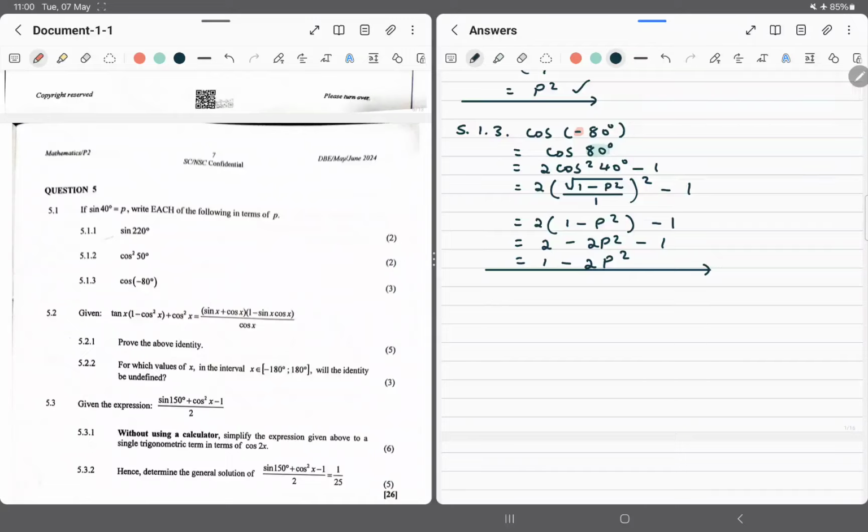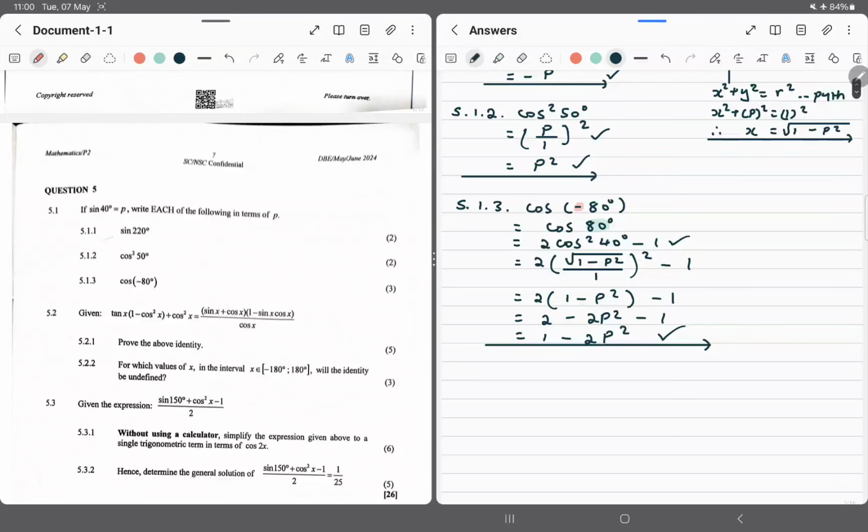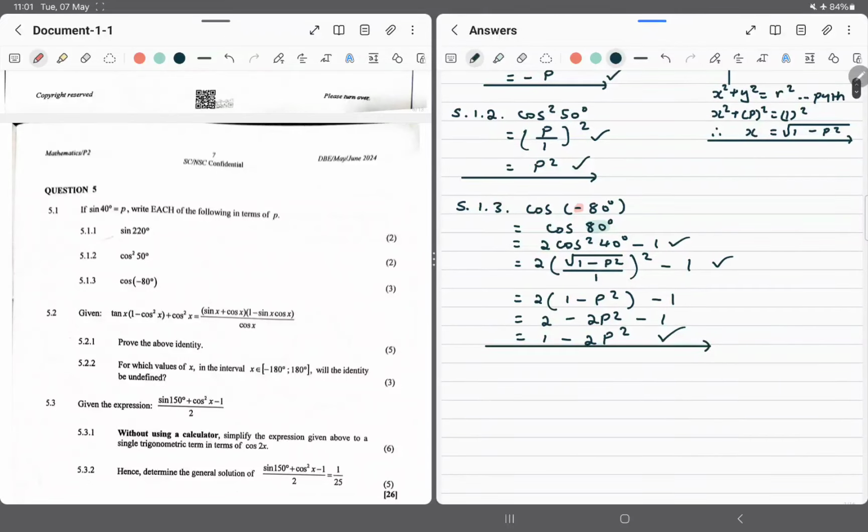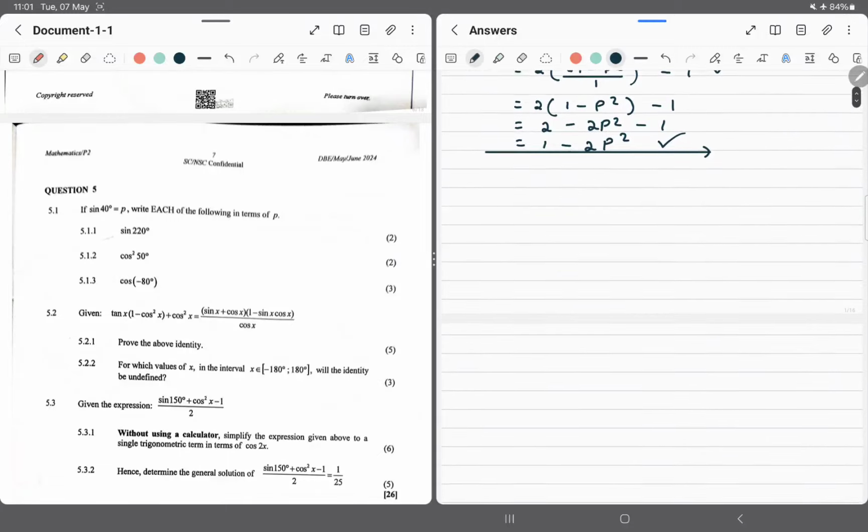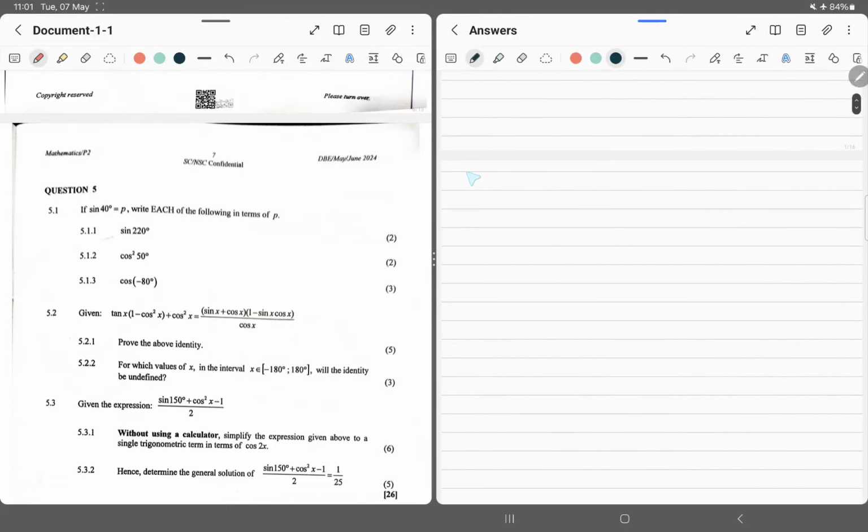So this expansion is important, and that answer is important. And obviously, we can give an extra mark here for substitutions or for that reduction. It's not a big deal. So that is the story here. Fairly standard stuff. Let's move on to 5.2.